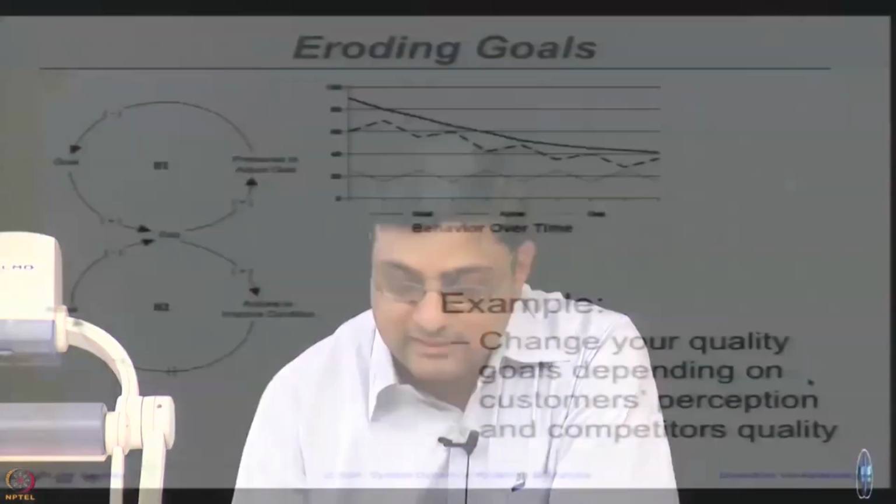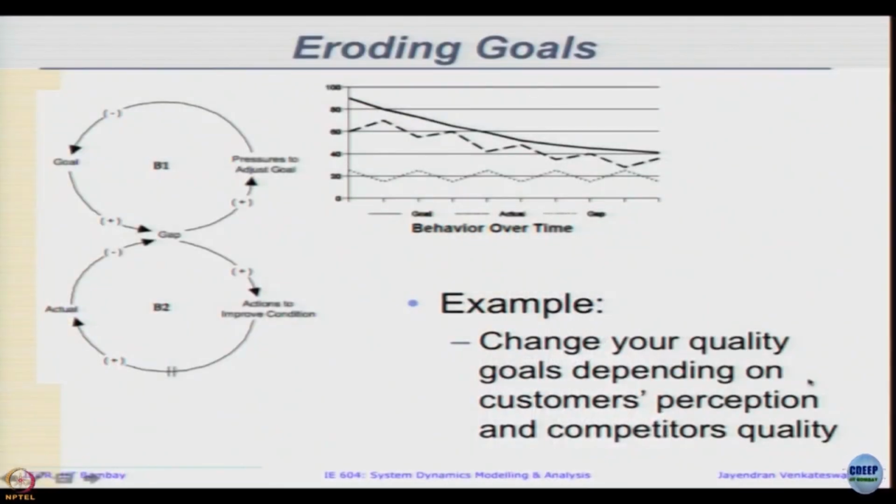Another example is to change the quality goal depending on customers' perception and competitors' quality. So you might want to improve quality only if the competitors have much higher quality. Or if they are also not providing that much quality, you might just saturate. Okay, this much quality is enough.